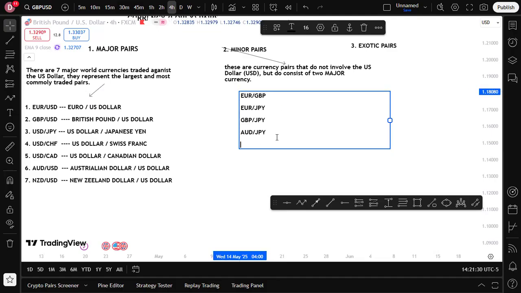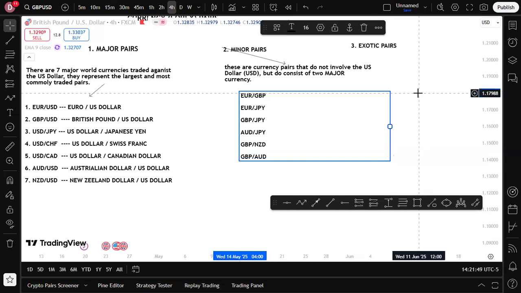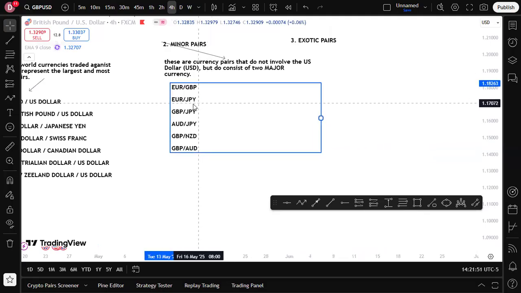You can also even say GBP NZD, that's with the New Zealand dollar, right? We can even say GBP AUD. Guys, just pair the two major currencies together without the US dollar. This is just an example of minor pairs.